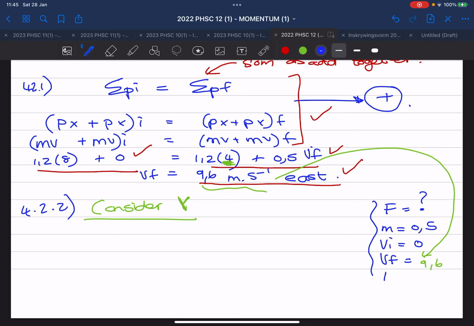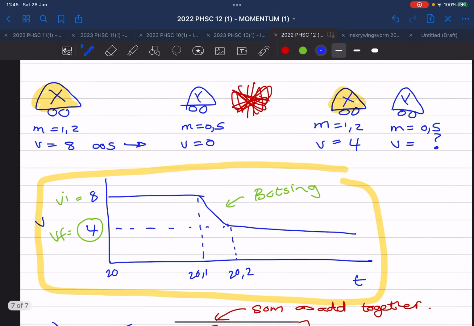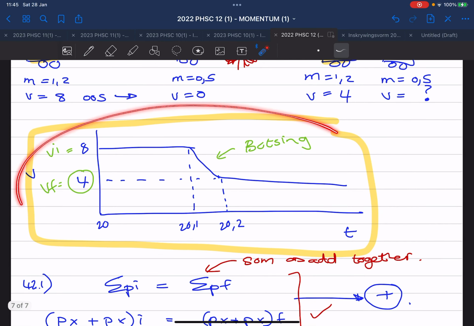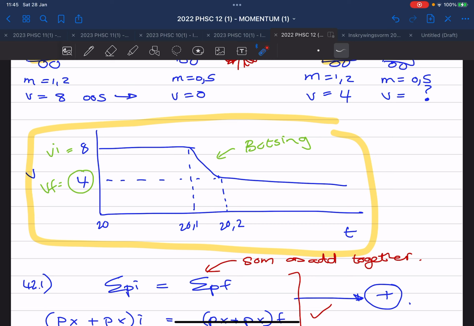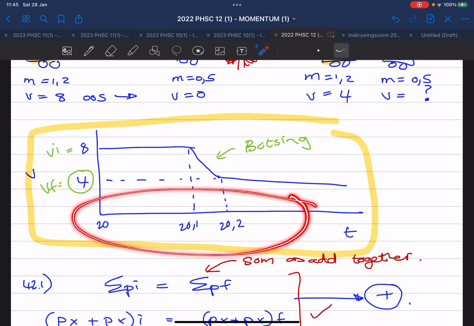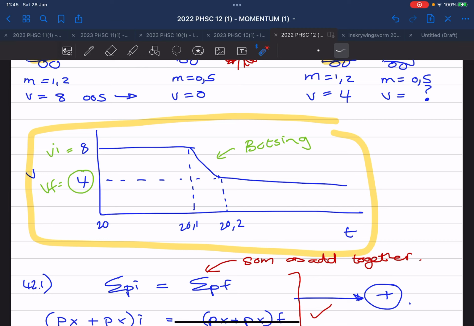And I need time. Where will I get time? Waar gaan ek tyd kry? On the graph, op die grafiek, nee? Maar, hulle sê, hierdie is die inligting, this is the information for X. And now I'm looking at Y. Can I use that time? Ja, want dis dieselfde botsing. X op Y op X. Selfde kontaktyd, same contact time. So you can use that information.